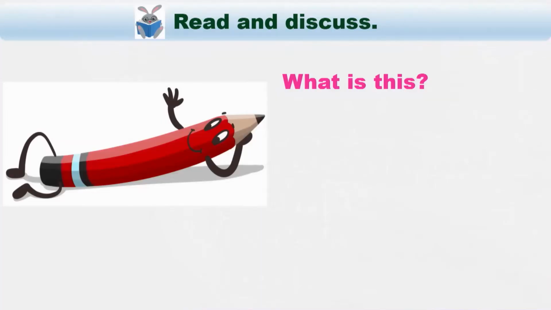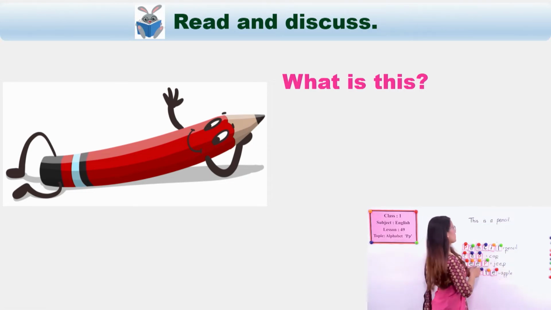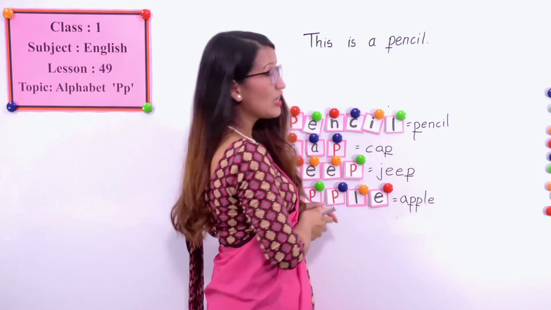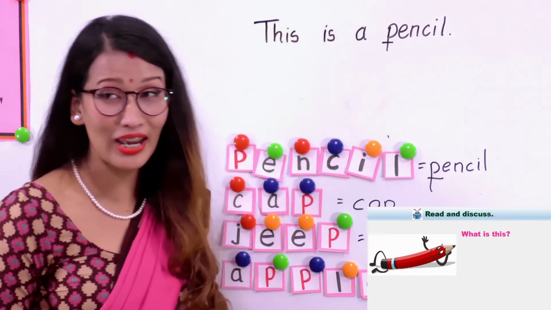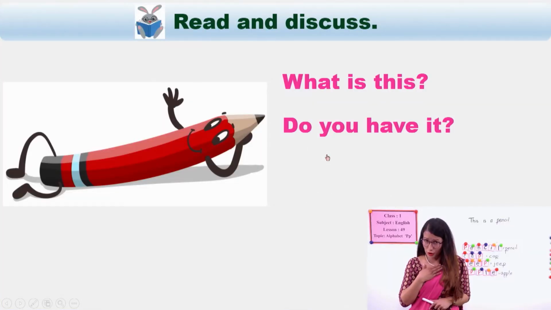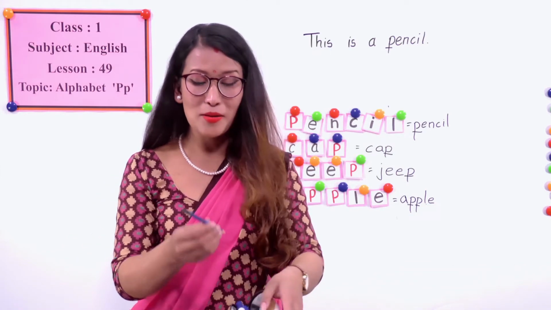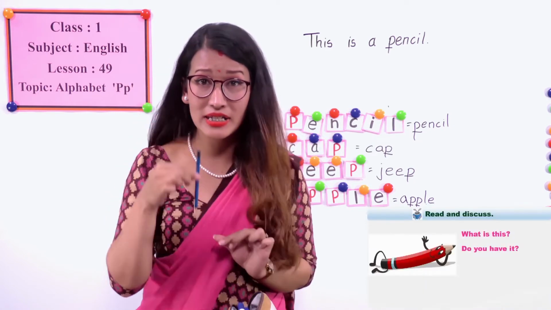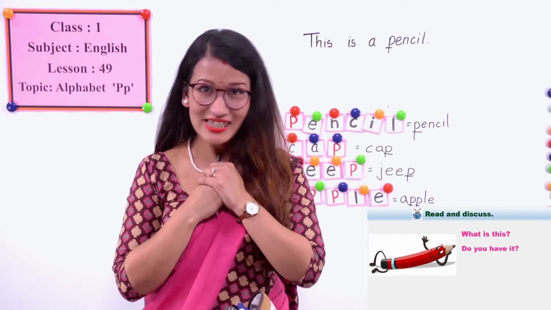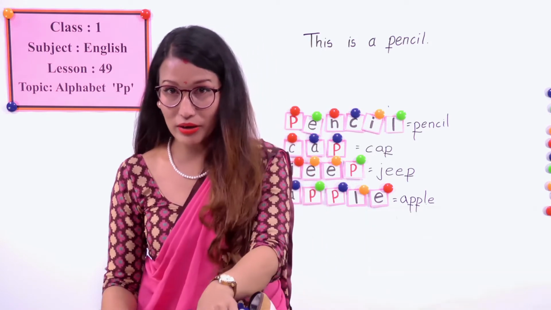Now look at the picture here. What is this? Say after me. This is a pencil. Good. Now look here. P, pencil. Good. This is a pencil. Okay. Now look here, children. What is another question? Do you have it? Yes, I have it. Look in my pencil purse. I have a pencil. Do you have it? Yes, I have it. Say after me. Yes, I have it. Good. Let me write the answer on the board, okay?